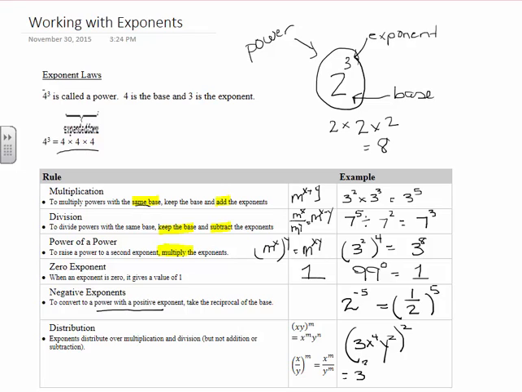So I have 3 squared, x to the power of 8, 4 times 2, and y to the power of 4. So that would leave me with a final answer: 3 squared is 9, x to the power of 8, and y to the power of 4.